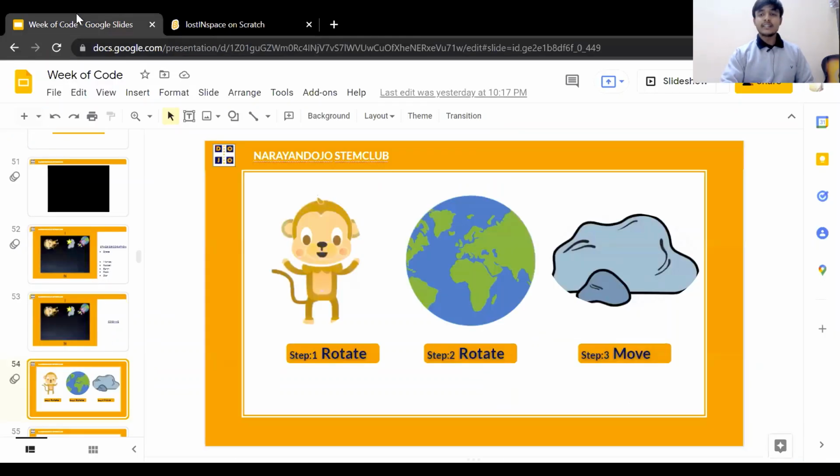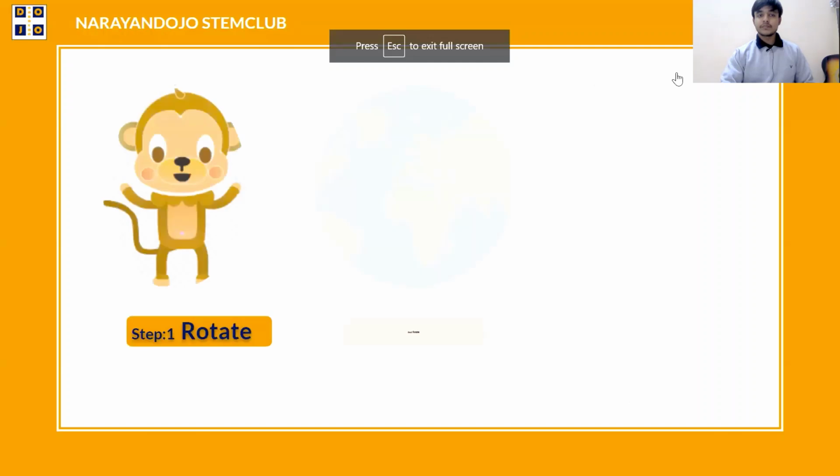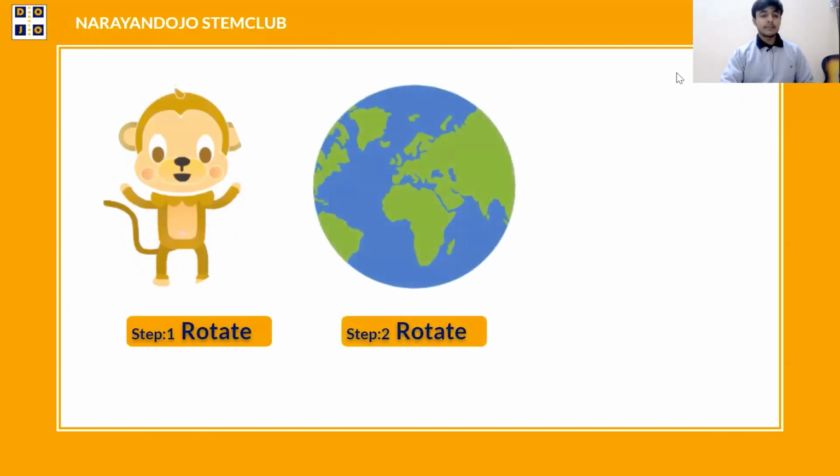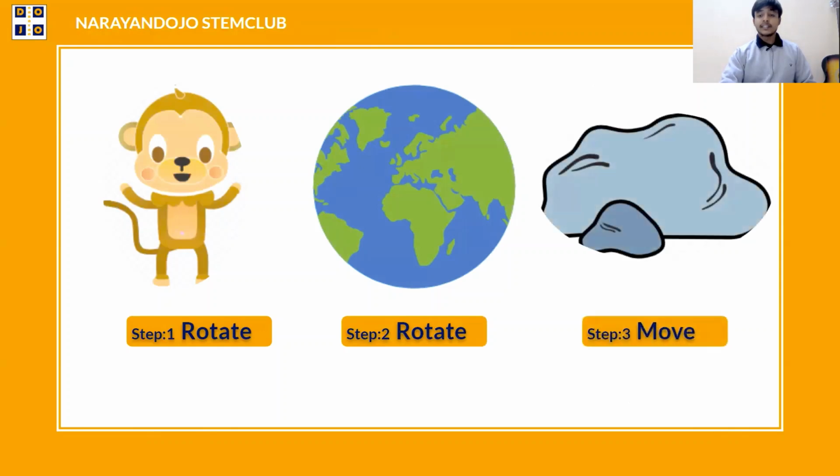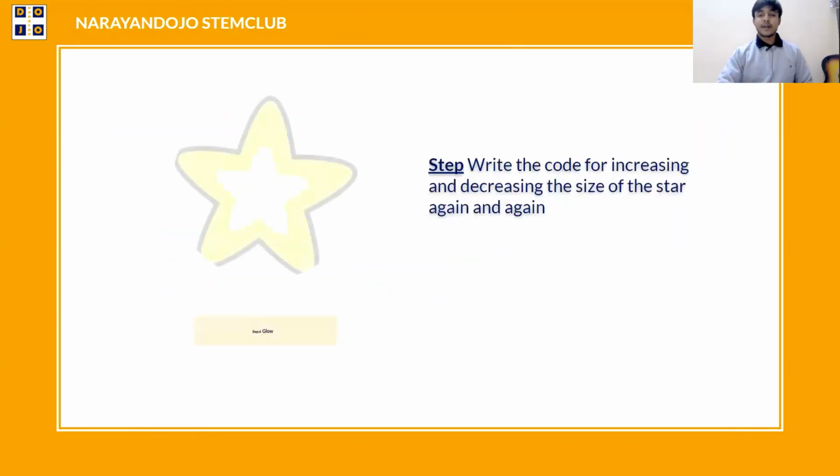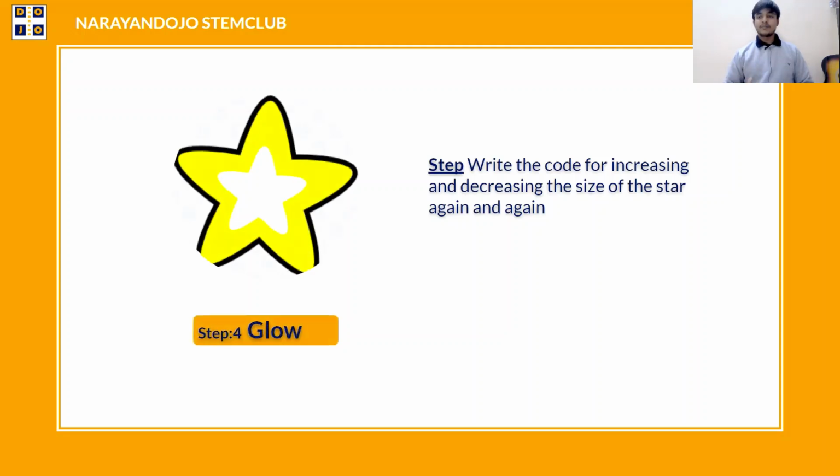Come on the slides. We are done with the first step, which is to rotate the monkey. Second step, we have to rotate the earth. In the third step, we have to move the rock. So we are done with the 3 steps, and now come on the next step. This one is a little hard.